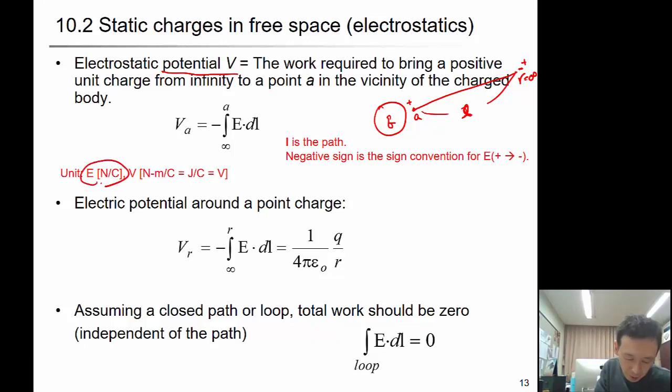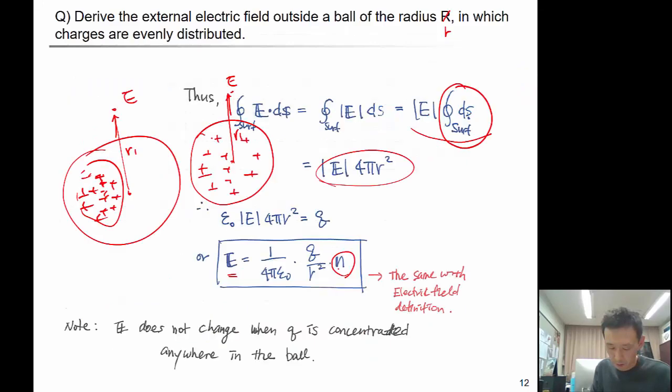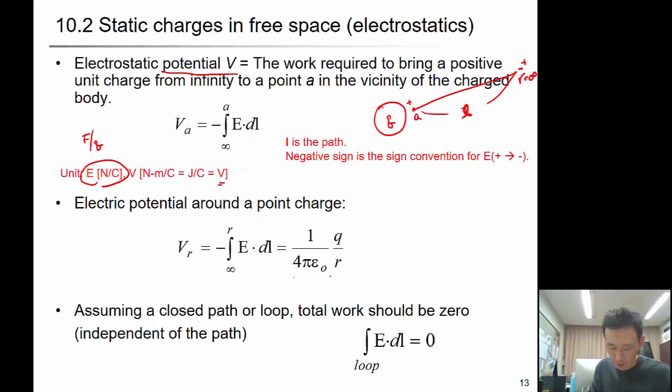Here the electrical field is force divided by Q, so it's Newton over Coulomb. And V, the potential, is what? Electrical field times the length that you worked. So Newton times meter over Coulomb. And this is the voltage V, or the work, Joule over Coulomb. The electric potential around a point charge is given by this equation, and we derived this one before, right? So here, and you get this equation.